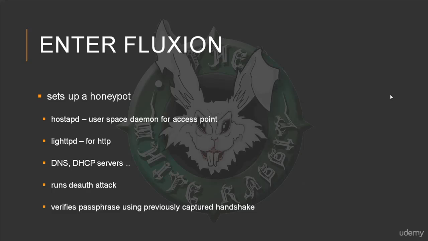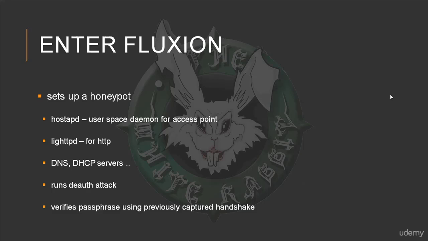It also comes conveniently packaged with DNS and DHCP servers. So you have a whole bunch of things that will make the client feel at home and feel like it's really connecting to a genuine access point, where actually it's connecting to this fake access point that has been set up by us. Fluxion also conveniently runs a deauth attack, so it can also try to capture this four-way handshake if needed. And then it can verify the passphrase using the previously captured handshake.